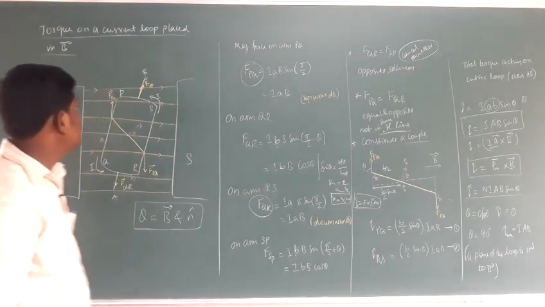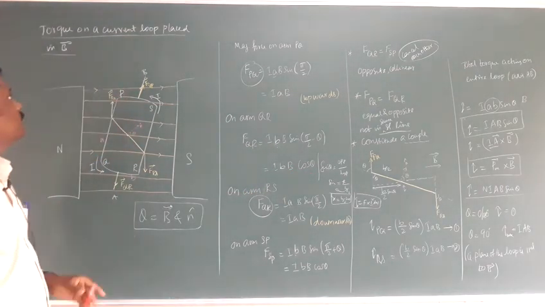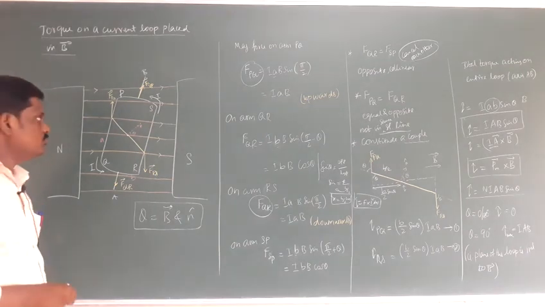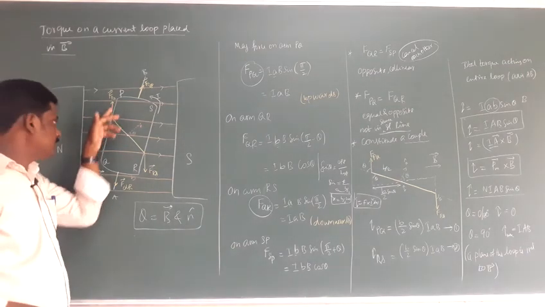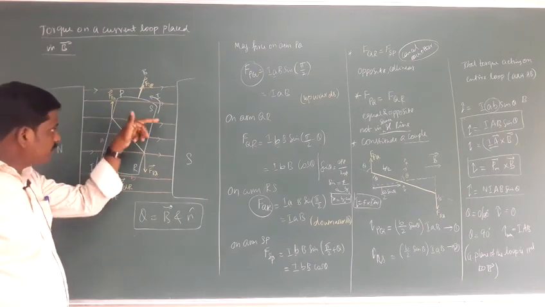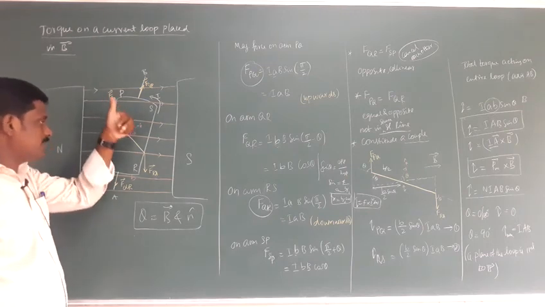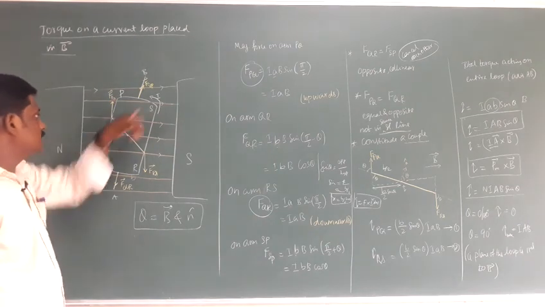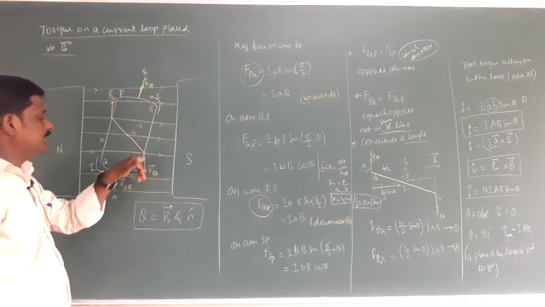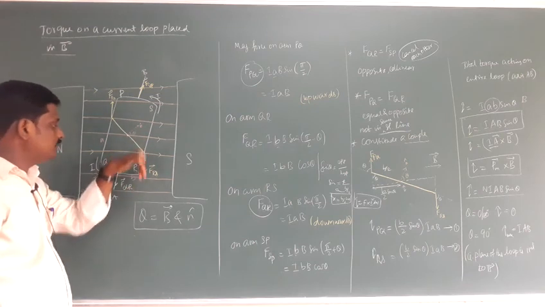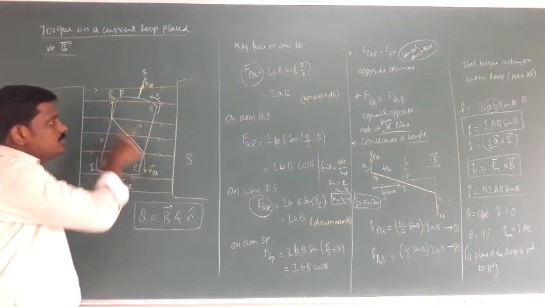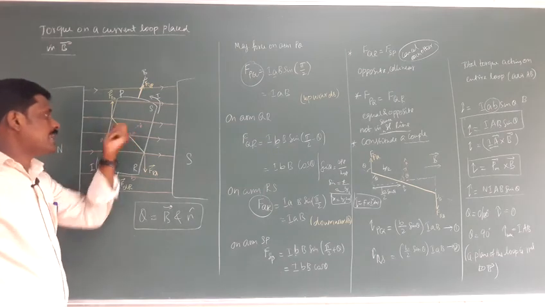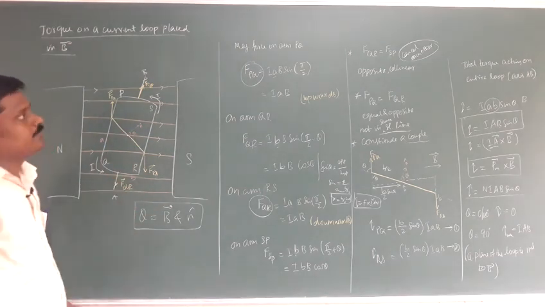So in this class we have discussed torque on a current loop placed in the magnetic field. You need to have some basic idea about force. There is a current flow in this direction, magnetic field in this direction, so there should be a force in upward direction. Here the current flows from P to Q, so the force is upward; here R to S, so the force is in downward direction. Two equal and opposite forces create a couple.